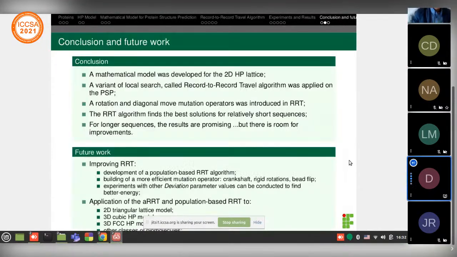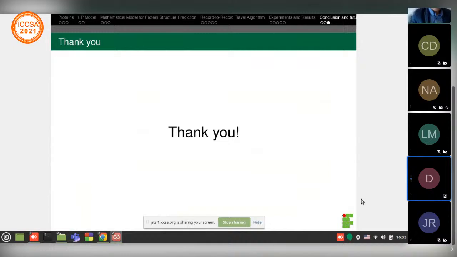Okay, some conclusions, or better, future work. We want to improve our algorithm, also in combination with a genetic algorithm, and extend the lattice model. Okay, thank you very much.